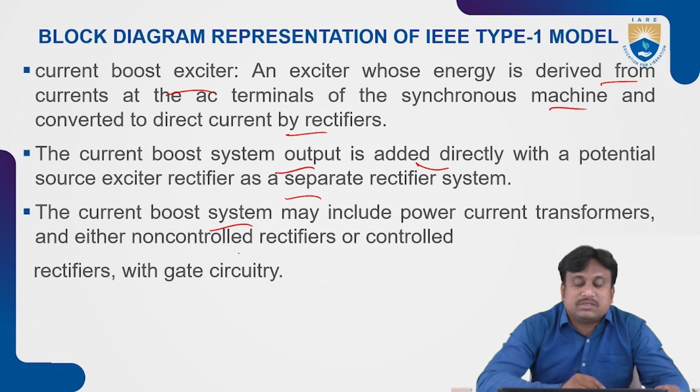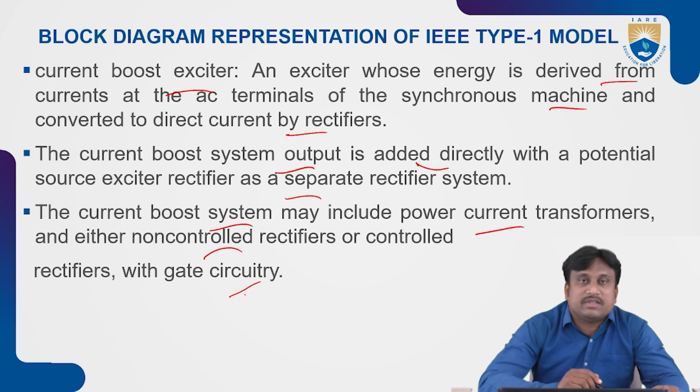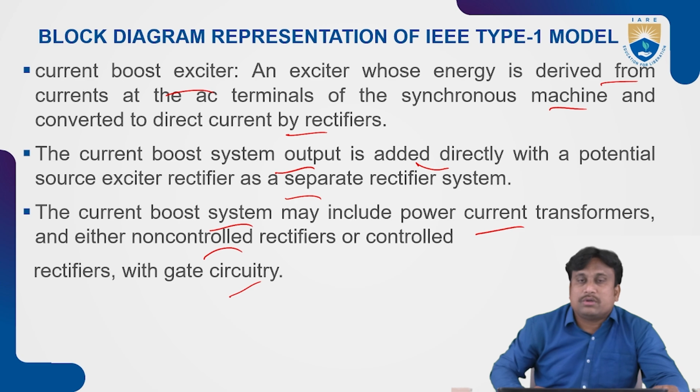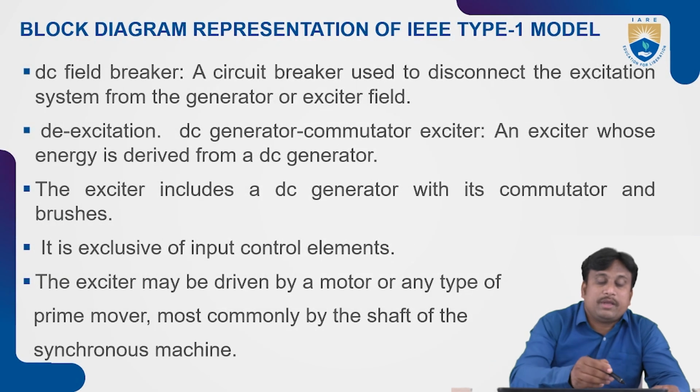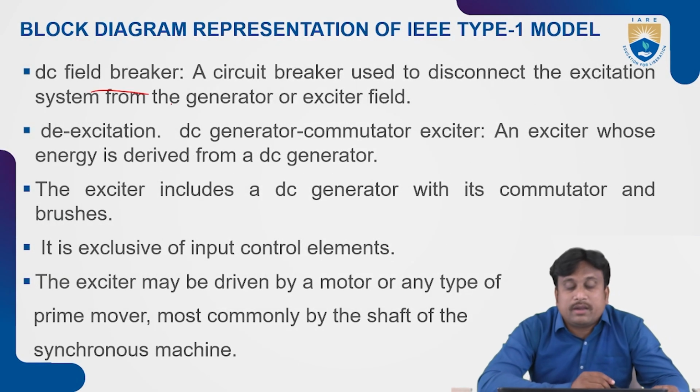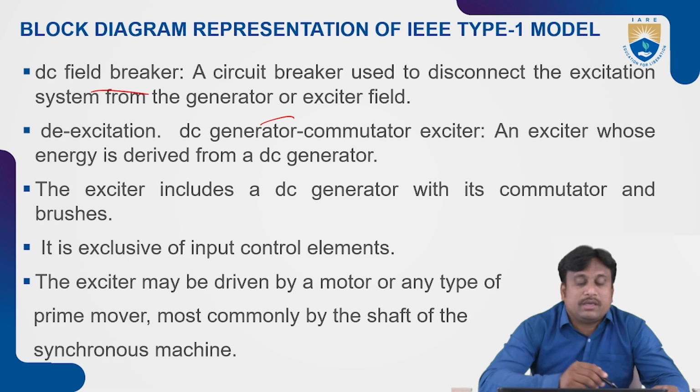So current boosting systems may include power current transformers, either non-controlled rectifiers or controlled ones. So these rectifiers with gated circuits will have suitable control over the action. That means the DC field breaker, that is a breaker used to disconnect the whole excitation system from the generator or exciter field. So de-excitation. The DC generator commutator exciter will have energy which is derived from the DC generator circuits.